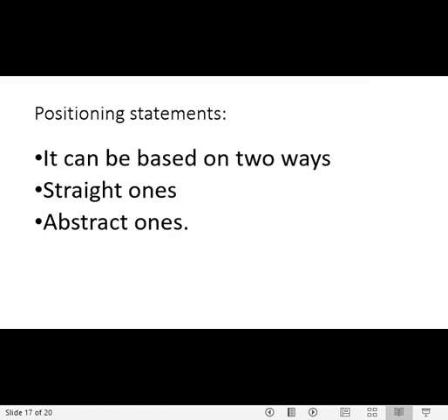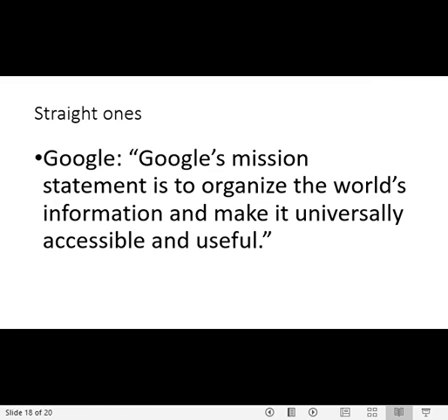Positioning statements can be based on two different ways. One is straight ones and the other one is abstract. In the straight one, you will get a clear-cut idea about the product, and in the abstract one you might get some idea about it, but it is not complete, it is incomplete in its nature. For example, you can see how Google has positioned its product. It tells its mission. So this is our mission: we want the information to spread all over the world, where we can become accessible and useful to the customers.